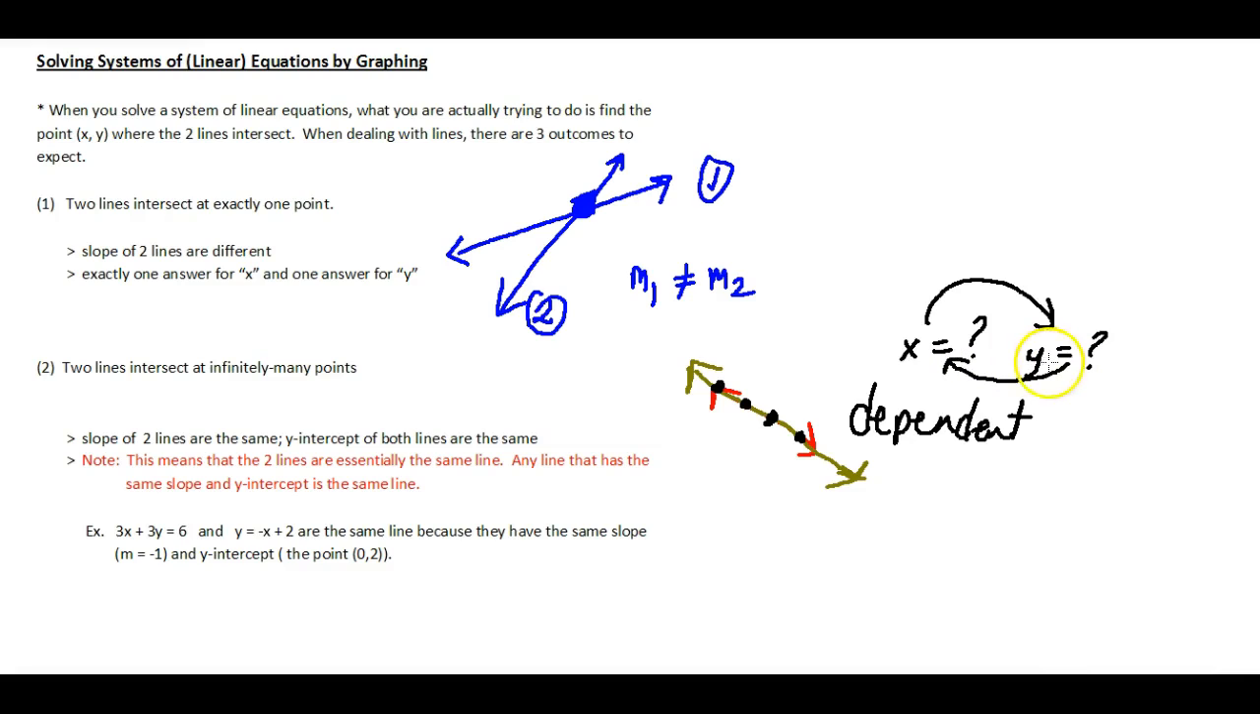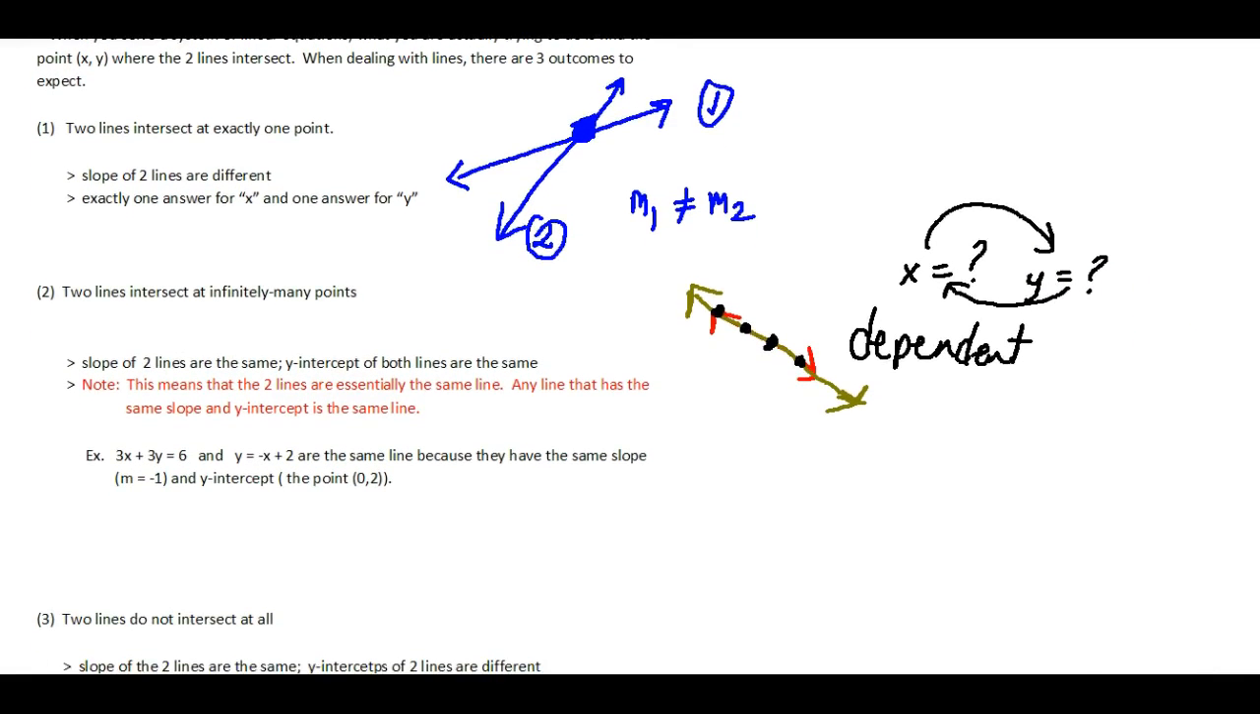Algebraically speaking, an example of when two lines look different but are the same is this example that I have here. We have 3x plus 3y equals 6 and y equals negative x plus 2. We can see that these two lines are the same by taking this line, which is in standard form, and translating it into slope-intercept form. I'll come over here and do that on the side.